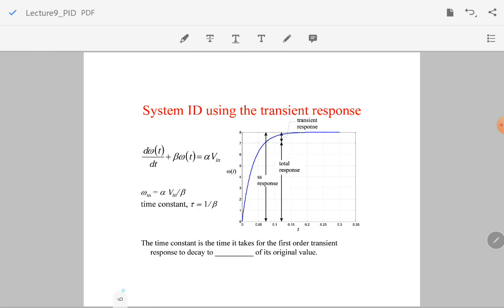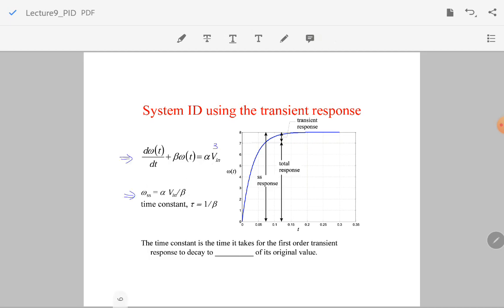If you look at it a little more carefully, this is the equation right here. Then we apply the 3 volts right here. I don't know alpha and beta, and we have constant omega(t), steady state value of omega(t) approximately equal to 8 radians per second. So we do know that the omega steady state value is alpha V_in divided by beta.